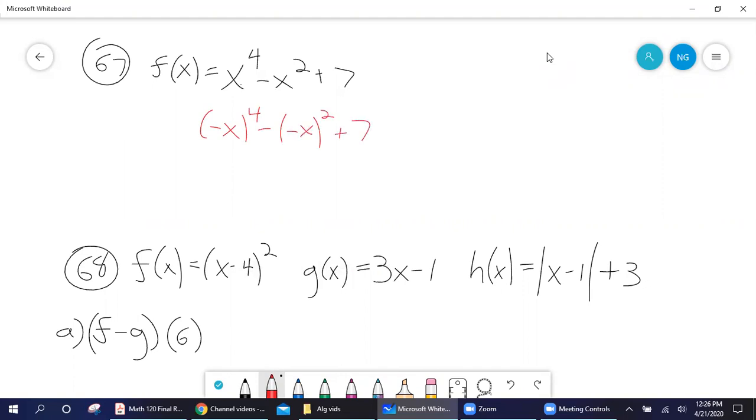Well, taking them to even powers, go figure, gives me the same thing back. So negative x to the 4th is the same thing as x to the 4th. Negative x squared is the same thing as x squared. I got the same thing I started with. That tells me that this is an even function, which again would mean that it has a y-axis symmetry. This function would end up looking something like this.